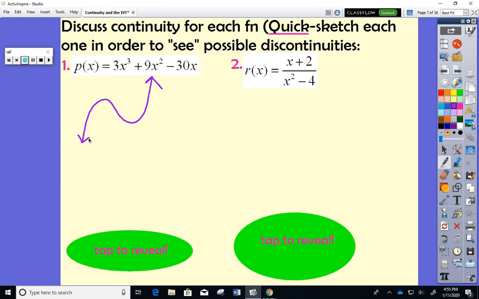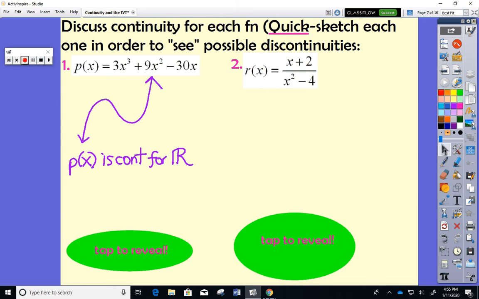Well, basic polynomial functions like this don't have poles, i.e. vertical asymptotes, and they don't have jump discontinuities. So P of X is continuous on its entire domain. So I could say for all real numbers, or I could say on negative infinity to positive infinity.